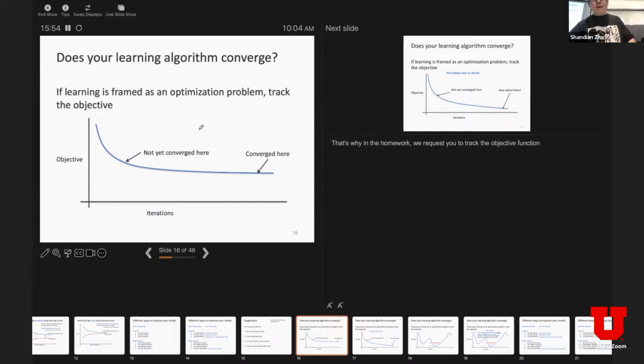So usually if you see your learning curve becomes flat at the end, then we could say, okay, your learning converged, right? But if you stop here, there's obviously a trend to go down, right? If you stop here, that means your learning doesn't converge. In that case, you might need to increase the number of training iterations in your learning algorithm.